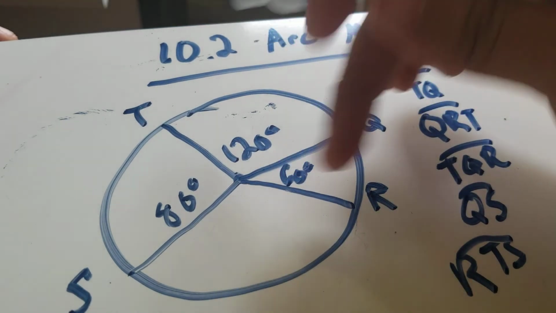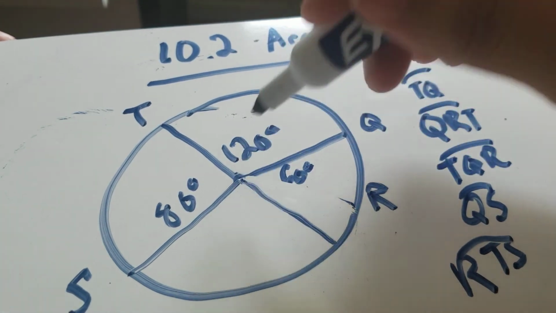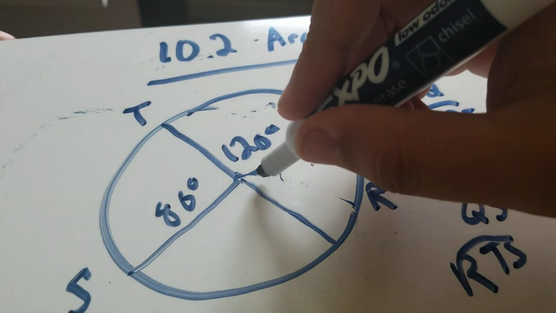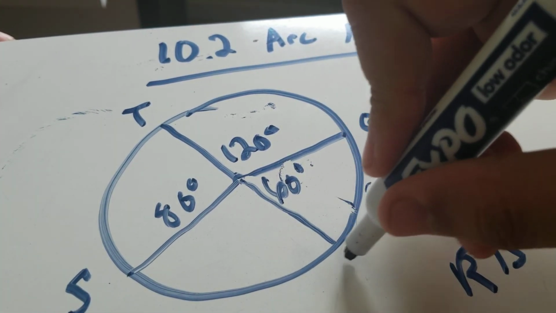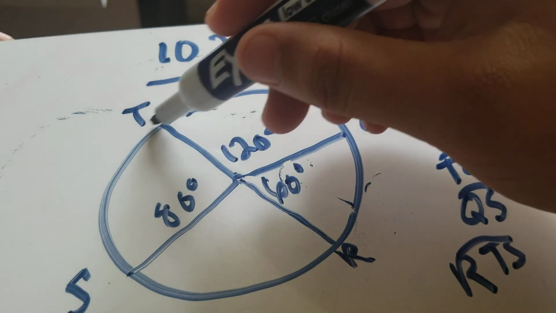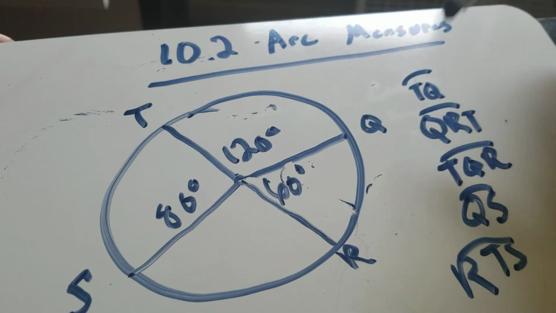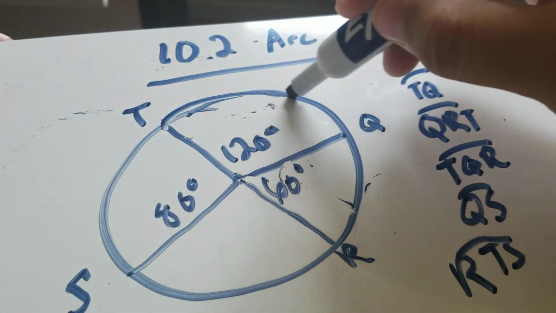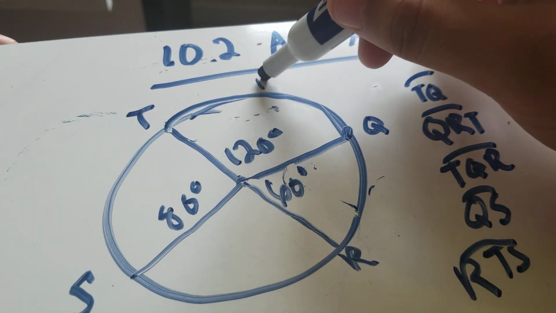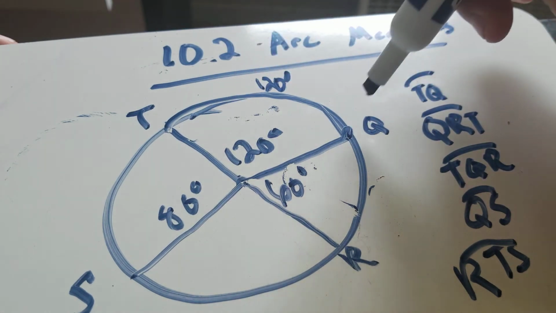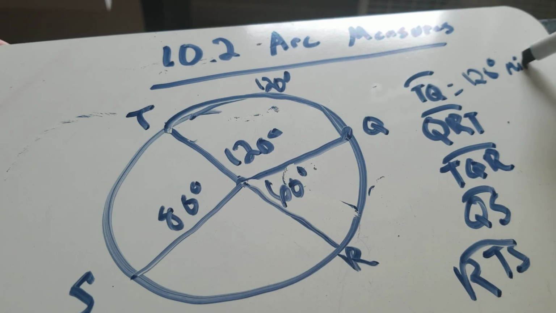Now, let's first look at TQ. The first thing about TQ is that when I say TQ, you have to make sure you're understanding what I mean. Do I mean the long way around or the short way around? If I don't have a letter in between T and Q, that implies the short way around. So just from here to here. So what is here to here? Well, if this inside angle is 120, this outside arc measure is also 120. So this right here is 120 degrees, and that would be a minor arc.